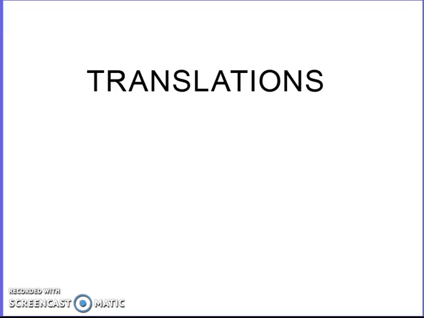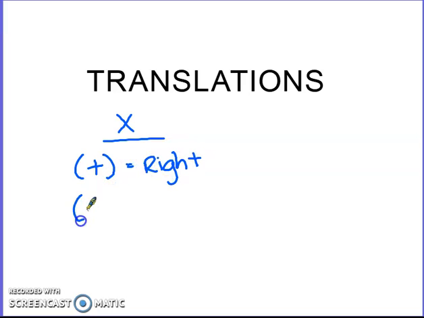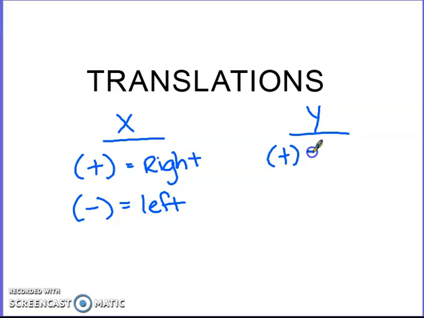Now, when we talk about translations, I'm going to skip the 4th example on reflections. When we talk about translations, you are moving both the x and the y. If you are doing a positive move in the x direction, you are going to the right. If you are doing a negative move, you are going to the left. When we talk about y, if you do a positive move, you are going up. If we talk about a negative move, you are going down. And it's important to know that.